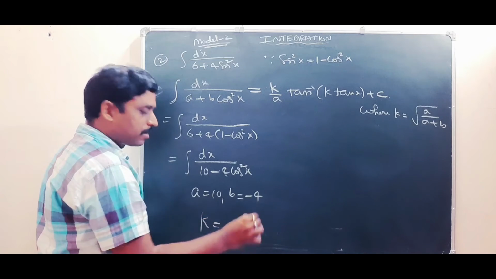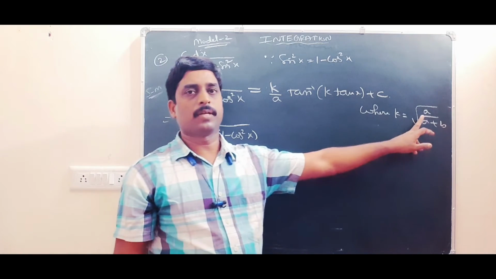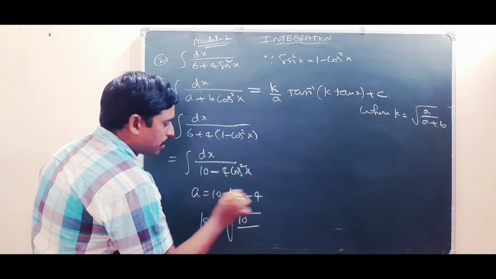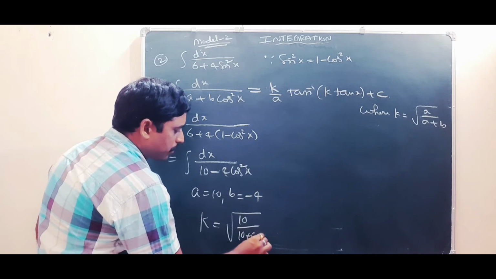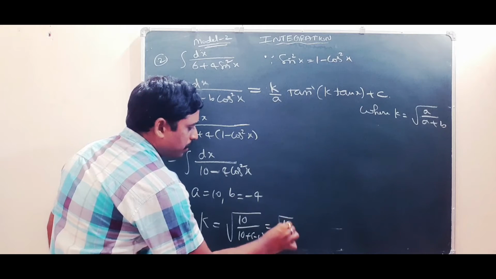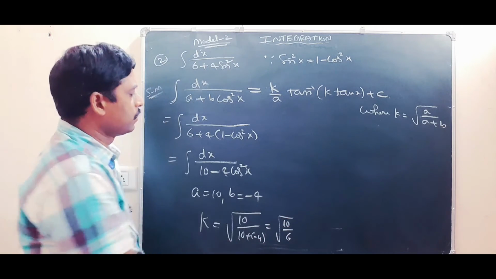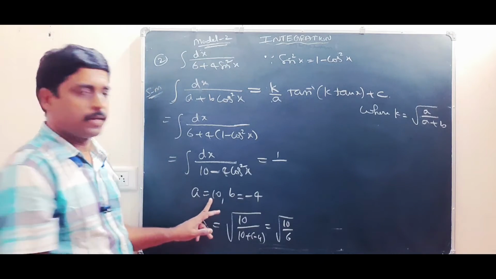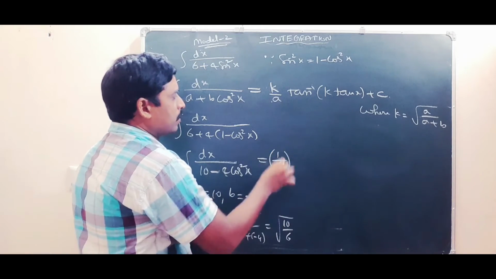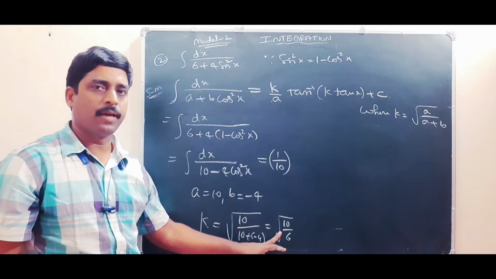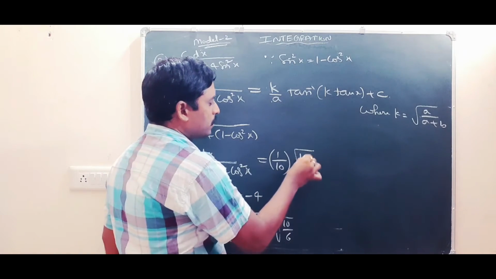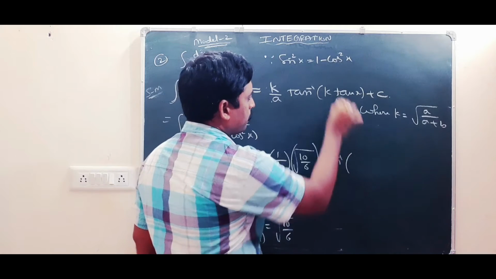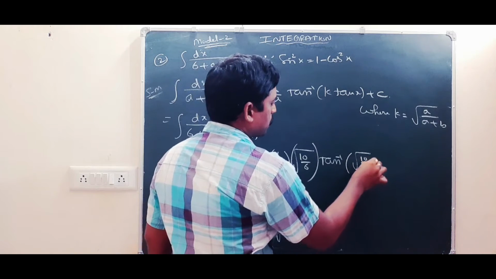First we have to find the K value. What is the K formula? Root under A by A plus B. So root under 10 by 10 plus minus 4. It is going to be root 10 by 6. Okay. So what is the answer? K by A, 1 by A times, 1 by 10 times of K value. We have got root 10 by 6 into tan inverse of, where K value root 10 by 6 into tan x plus c.